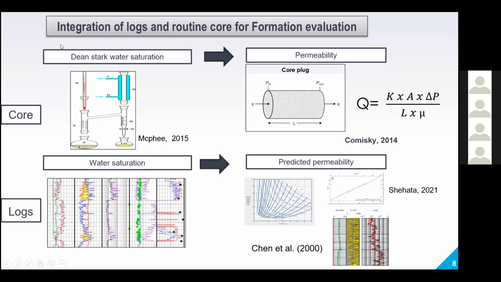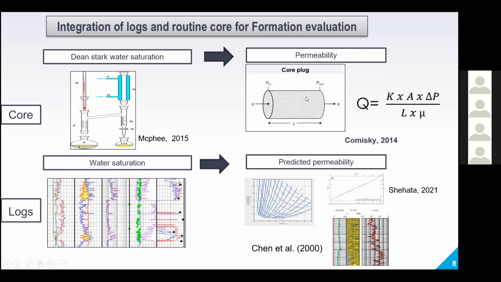test for any routine core data, which is the permeability. The permeability is essential for any static and dynamic simulation. You can't do your dynamic simulation without permeability. And the best method to get permeability is your core. It's very easy, based on Darcy's law.